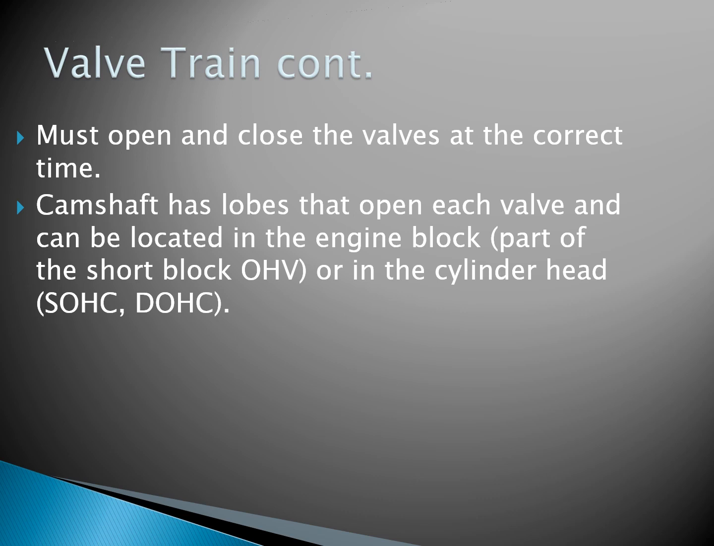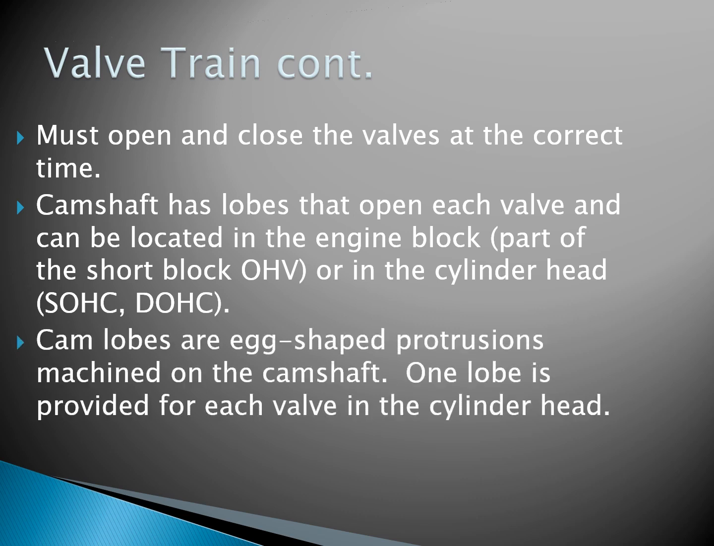The camshaft can be located in the engine block if it's an overhead valve like I talked about, or it'd be in the cylinder head if it's a single overhead cam or a dual overhead cam. And again, cam lobes are egg-shaped protrusions machined on the camshaft. One lobe is provided for each valve in the cylinder head. And if you have a dual overhead cam, you're going to have an intake cam and an exhaust cam. But we'll talk about that a little bit more later as well.